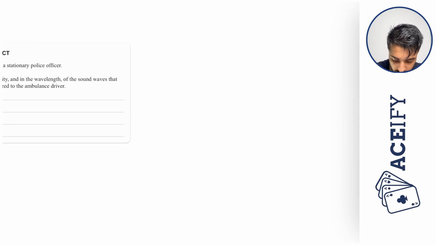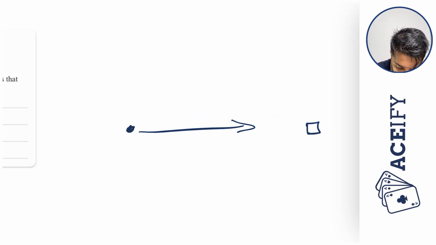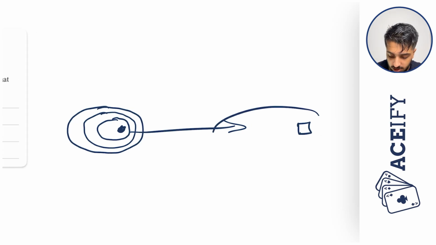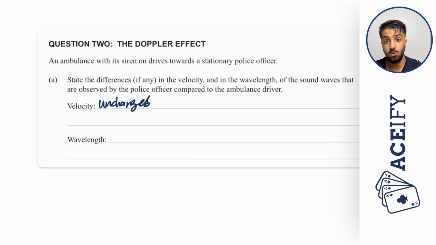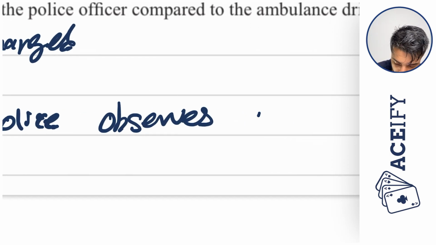If we are the ambulance driver, put that as a dot. If we are going towards the police officer, which we can call a square, when we emit wavelengths, we are going to catch up to our previously emitted wavelength. And so the wavelengths at the back are going to be spread out compared to the wavelengths in the front. By the time our wavelengths reach the police officer, they're going to be more bunched up compared to the source. And so the police officer observes shorter wavelengths, but we observe the true wavelength, which is the regular wavelength that is unchanged. So the police officer observes a shorter wavelength.